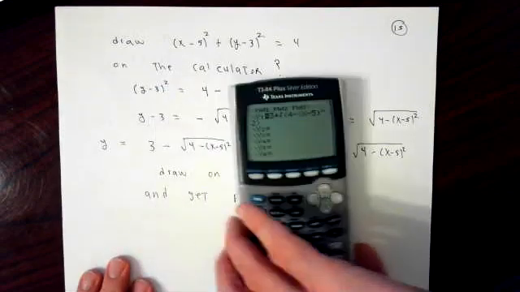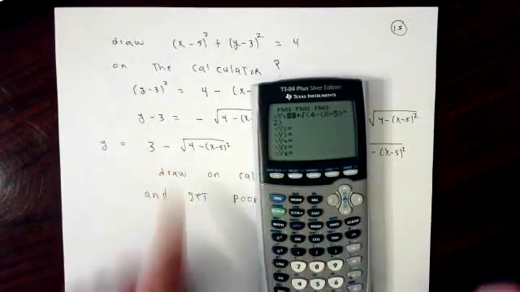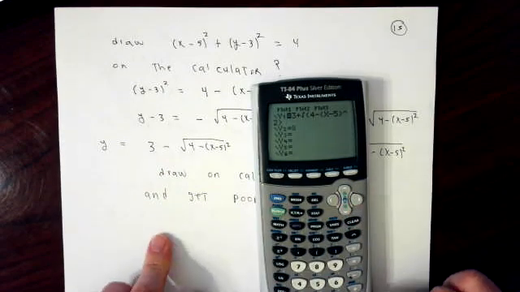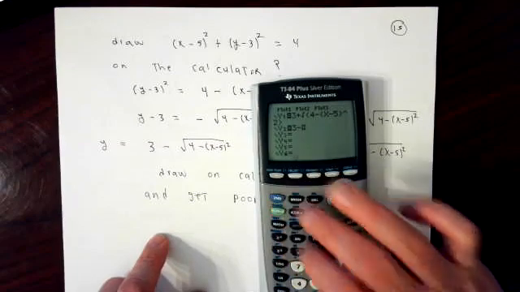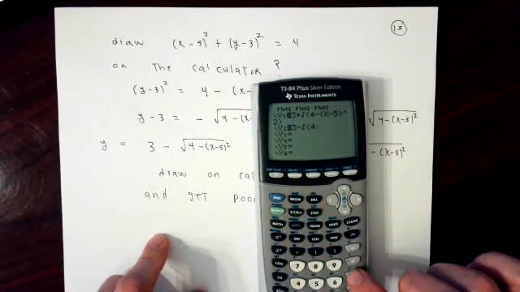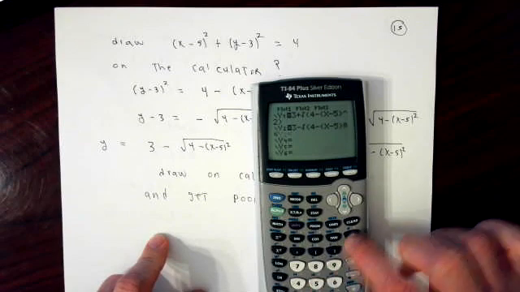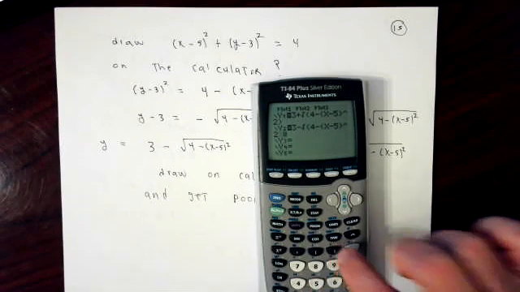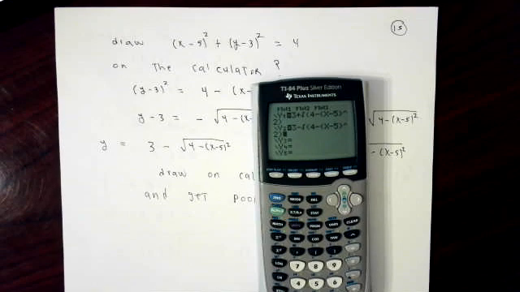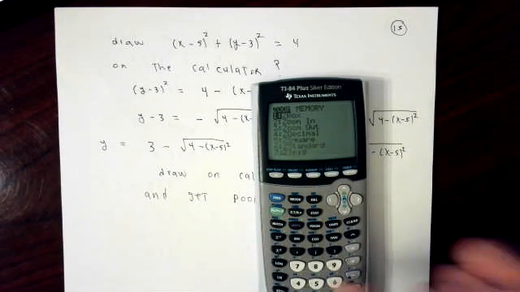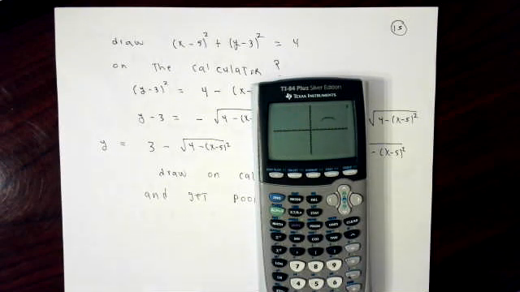The other one is this one. I'll put this in as y2. y2 is going to be 3 minus the square root of 4 minus, open parentheses, x minus 5, close parentheses, squared, and then close parentheses on the square root function. Put it on the standard viewing window.